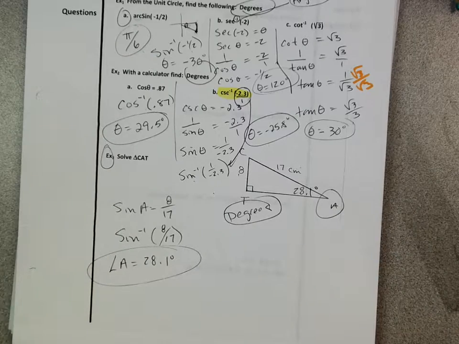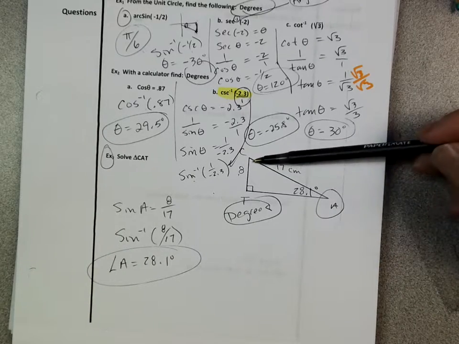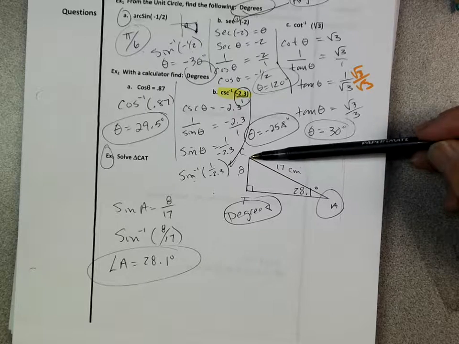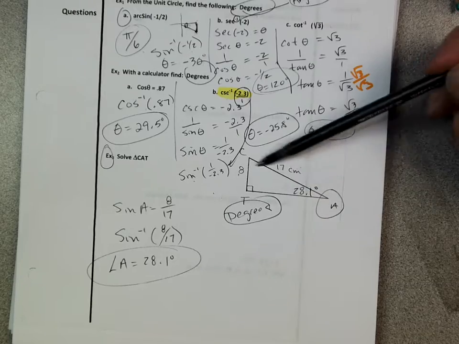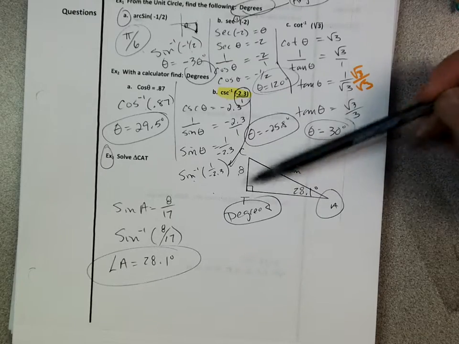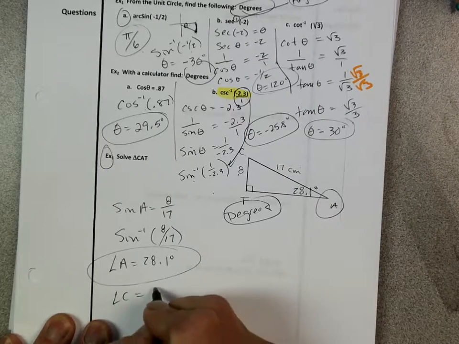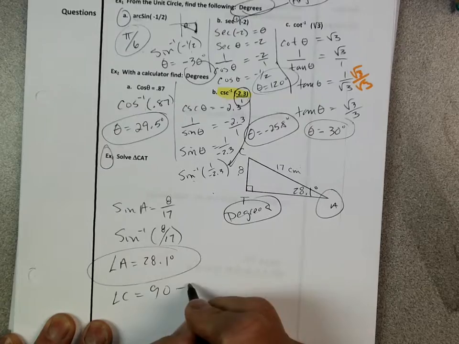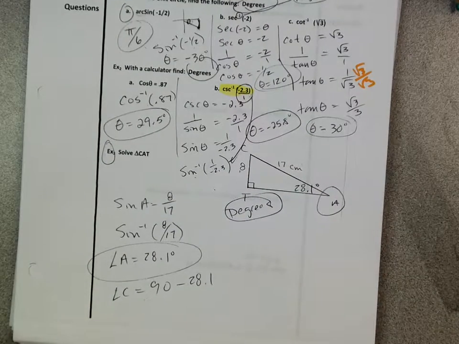Okay, if that's angle A, again, let's be smart. Some kids would say, to find this other angle, I can go 180 minus this and this. But these two angles have to always add up to 90, right? Let's be smart about this. There's a 90, so angle B, or angle C, is just going to be 90 minus my 28.1, because those two angles have to always add up to 90. So 90 minus 28.1, and I get an answer of about 61.9.